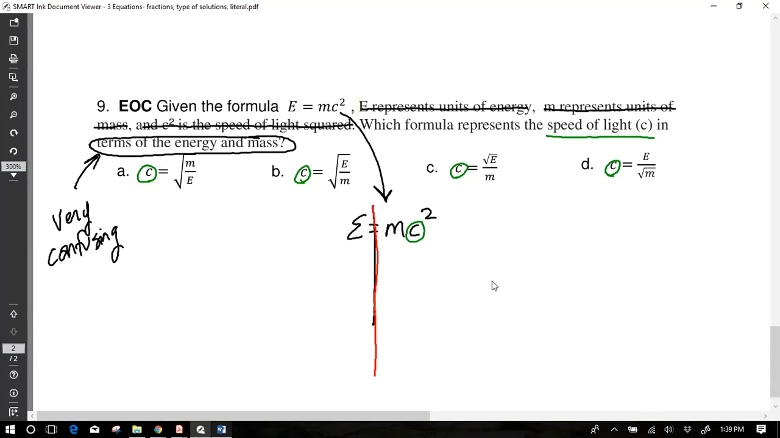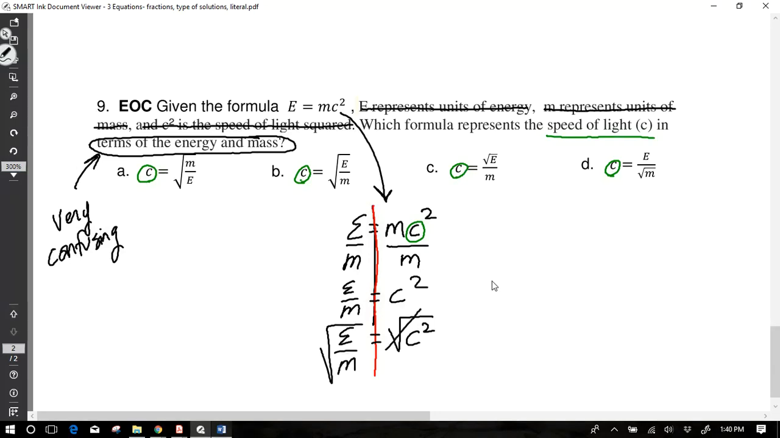So the first thing I did is divide by m on both sides. So E divided by m. And then in order to get rid of the square, I had to square root both sides. And that meant that the square root and the square canceled. And so I want to pick the solution that matches this right here. E divided by m under a square root, where the whole thing is under that square root. And I see answer choice B. Great job.